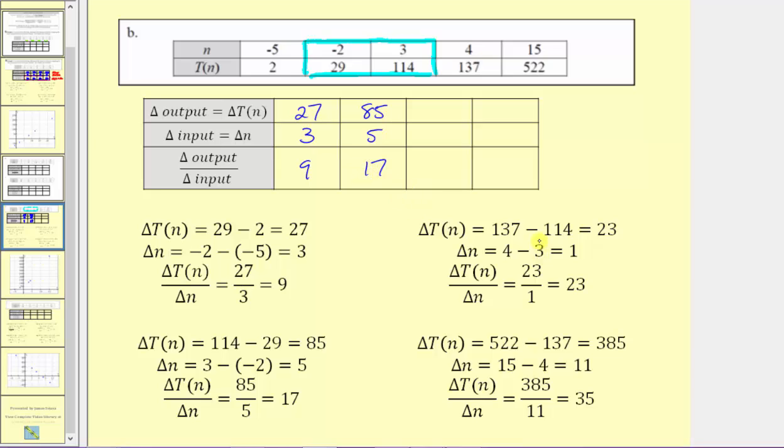If we did want to continue, I've also provided that work here. Using these 2 points, the change in t of n is 23, the change in n is 1, and therefore the rate of change is equal to 23. Using these 2 points, the change of t of n is 385, the change in n is 11, the rate of change is 35. Notice how for this function, the rate of change is increasing as the inputs, or n, increases. So this is not a linear function.